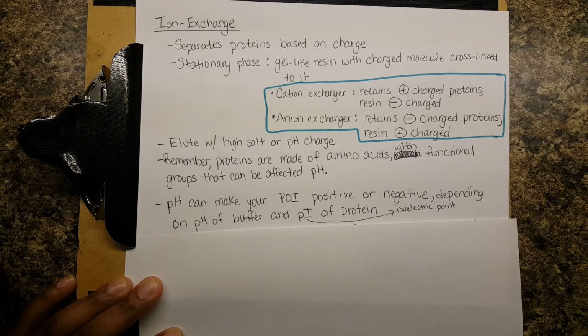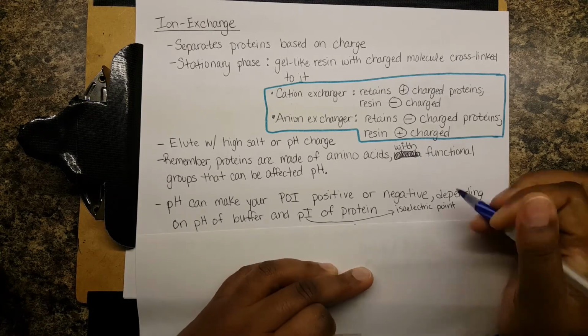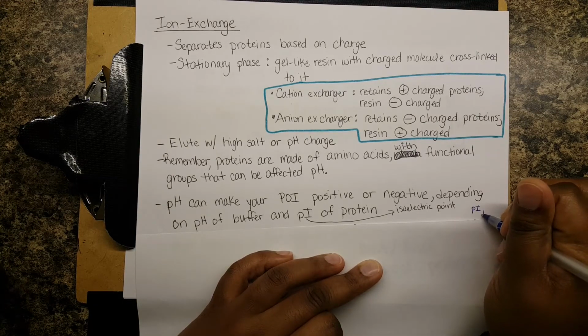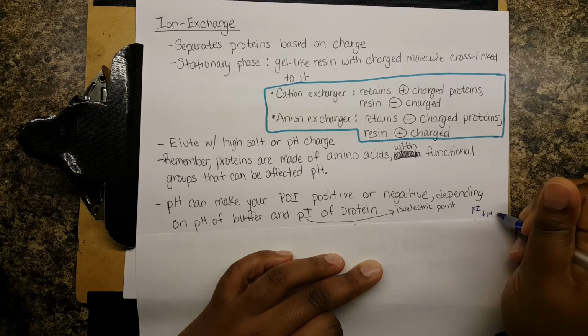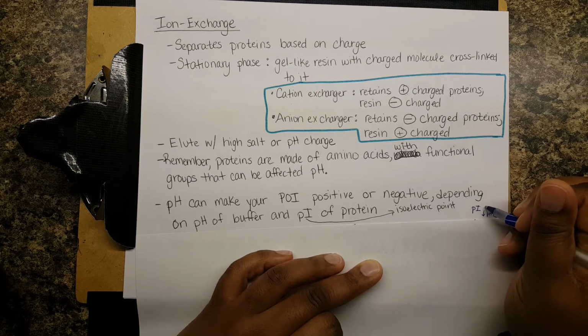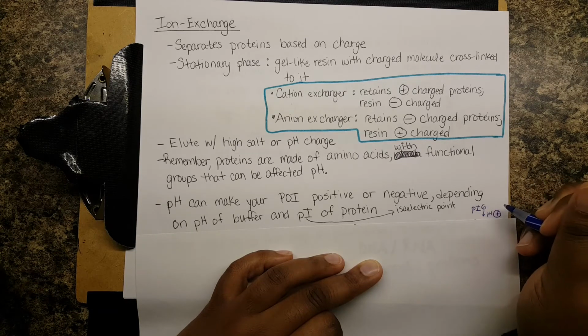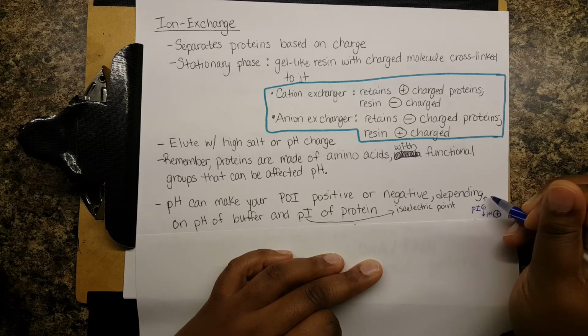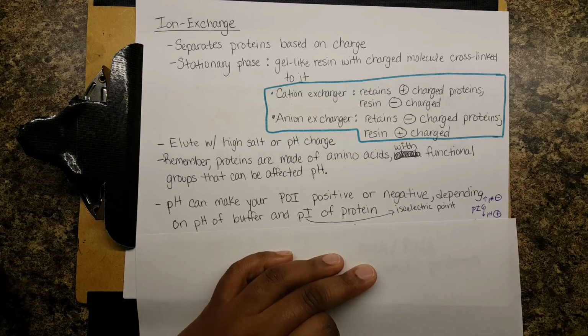When you're making your buffer, you have to remember that if it's anything, so here's our PI, if it's anything below, then your protein is going to be positively charged. So let's say that your PI is 6. So we're talking about what pH your protein has a neutral charge. Anything below 6 for a pH, that protein is going to be positively charged. Anything above 6 for the pH is going to be negatively charged. So you can use that to your advantage.